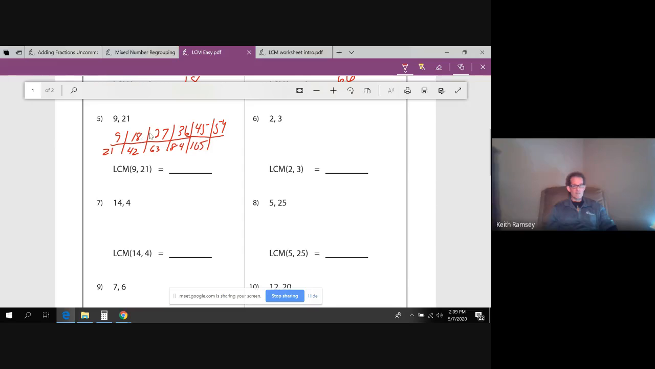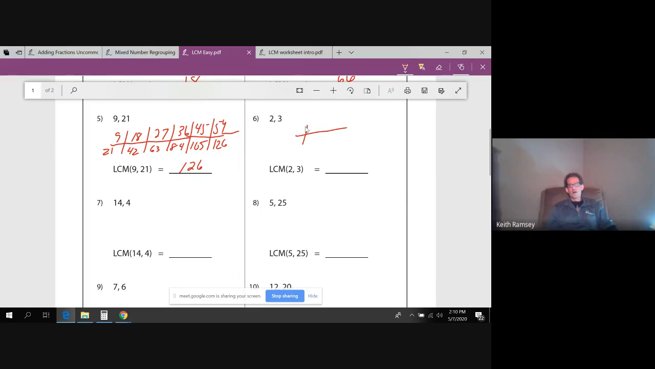Have I found it yet? I have 18. I have 42. 27. Do I have a 27 down here? No. Do I have a 45 down here? No. I know that 9 times 10 is going to be 90. That's nowhere near 105. Let's go 21 plus 105 is going to be 126. Do I have a match yet? Let's see, does 9 go into 126? Yes, it does. So 126 is going to be my common multiple there. That's 9 times 14.